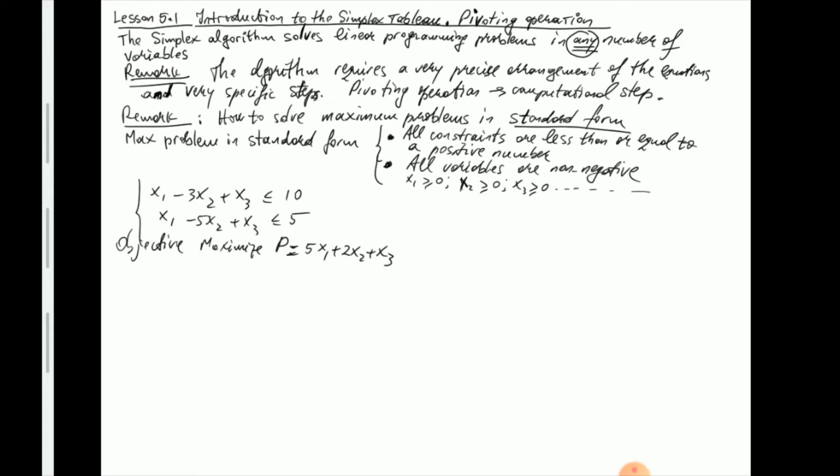Obviously it should be linear, because otherwise we can't talk about the simplex algorithm. And notice that this one is in the standard form. So all constraints are less than or equal to a positive number, and all variables, like I said, are non-negative.